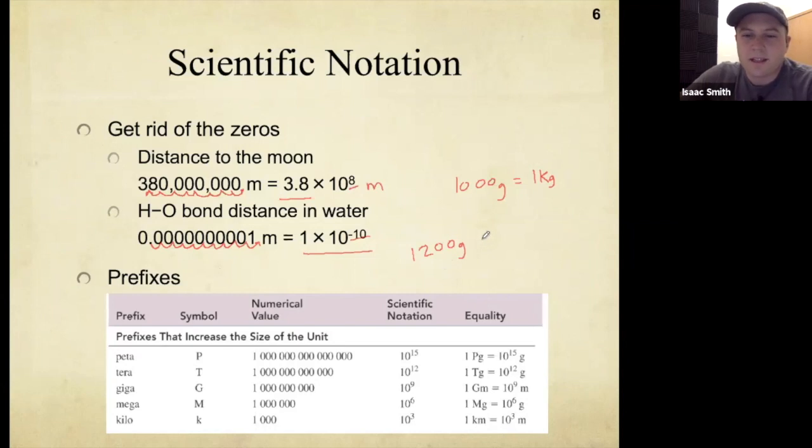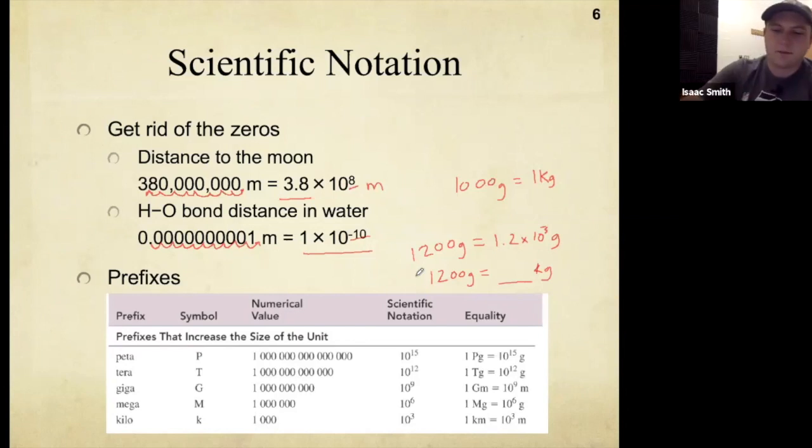We could say this is equal to 1.2 times 10 to the third grams. Okay, that would be just simply changing this number into scientific notation. Another thing that we can do, we could take 1,200 grams and we can convert it, which is something we haven't talked about, over into kilograms. And so we'll talk about doing that in the next lecture. Okay.